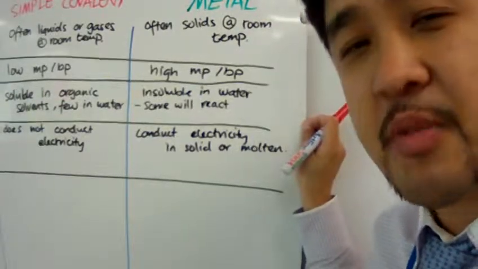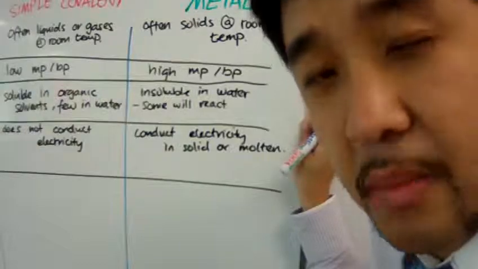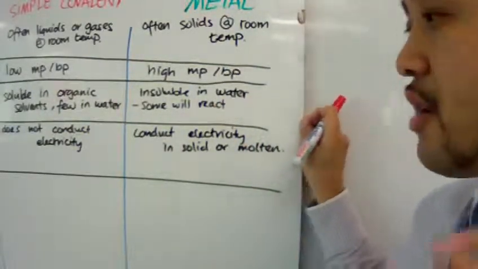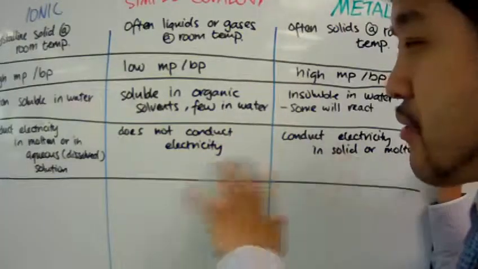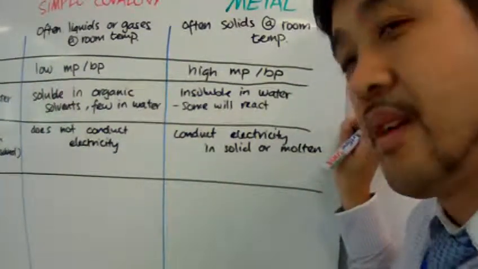Metals, on the other hand, can conduct electricity either in the solid state or in the liquid or molten state, and that's because they have free moving electrons no matter what state they are in. Okay, and so this electrical conductivity is only a comparison between the solid state and the liquid state. All right.